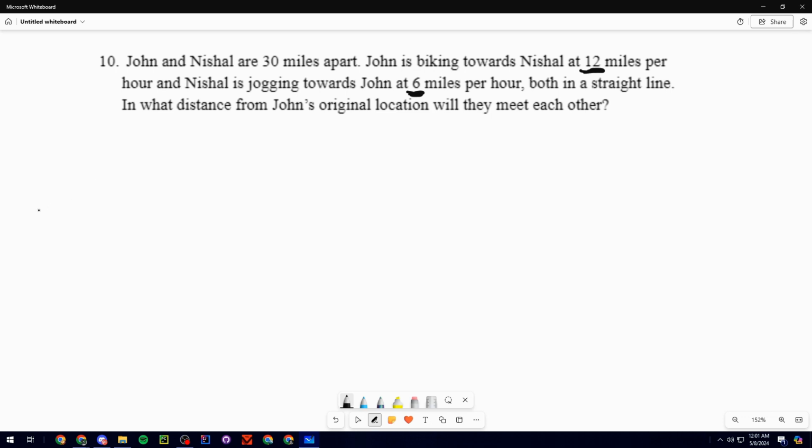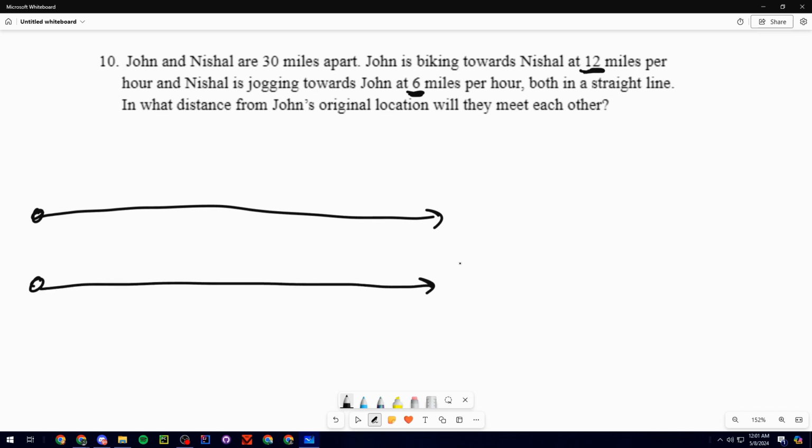So think of it like we call this in physics, we call this a, I actually forgot the name of it. I know it's not a position-time graph. It's with arrows, but basically it doesn't matter what it's called. So you have two graphs. You have Nishal going at his 6 mph. John is going at his 12 mph, right?